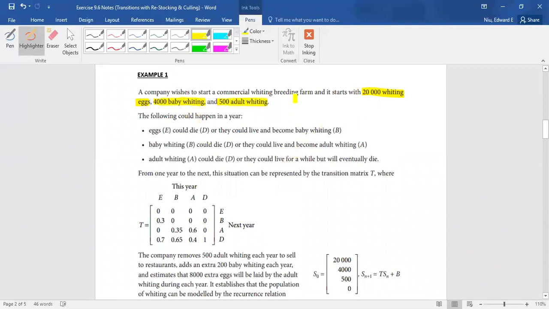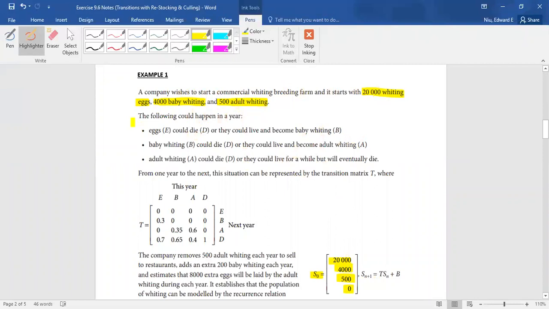Now you're probably wondering, Ed, why are you highlighting it all in yellow? Because this is our S0 matrix. This is our initial matrix, okay? And what you find down here is our S0 is always what we start with. And the 20,000, 4,000, 500, and 0, we'll figure out why it's 0 in a moment. But that's what we started with.